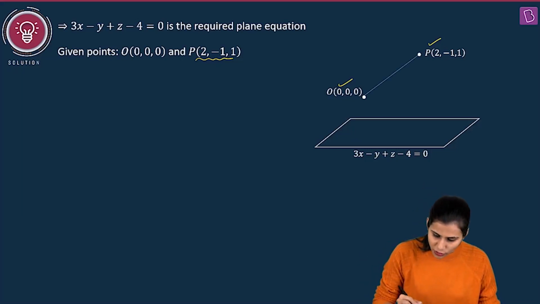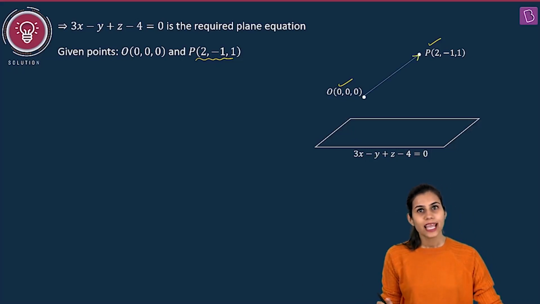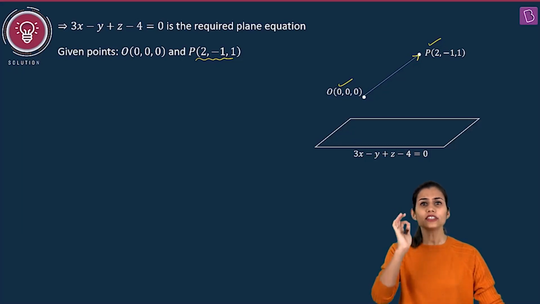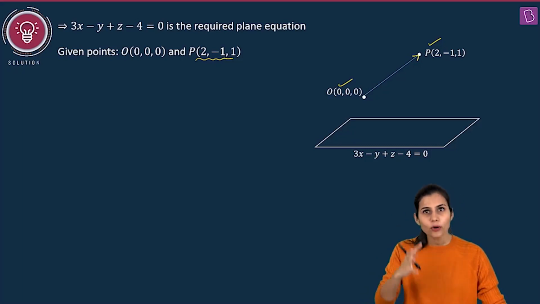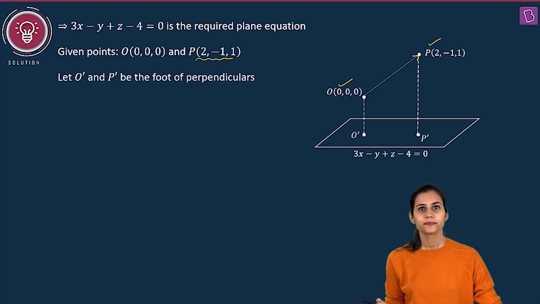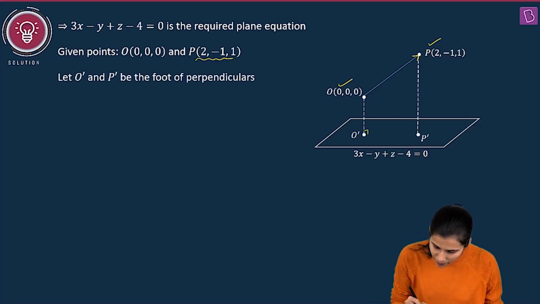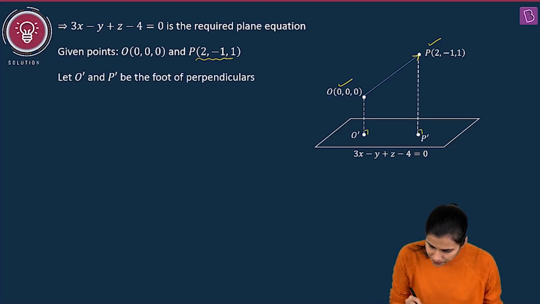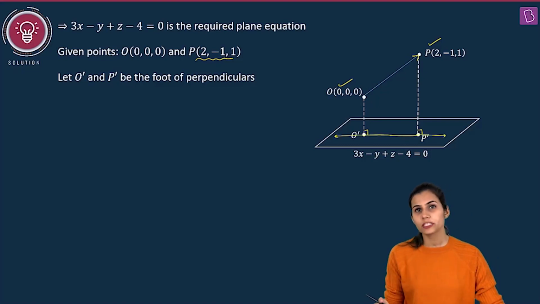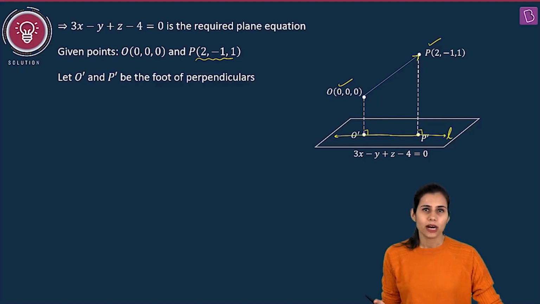Fine. So this is going to be my OP vector. I want to find the length of its projection onto this plane. So what is the drill? Basic common sense, okay? The drill is that you drop perpendiculars from O onto the plane and drop perpendicular from P onto the plane. Fine. So OO dash is perpendicular to the plane and PP dash is perpendicular to the plane. Obviously, both O dash and P dash, which are foot of these two respective perpendiculars, will lie on the same line L, which is going to be a part of this plane.